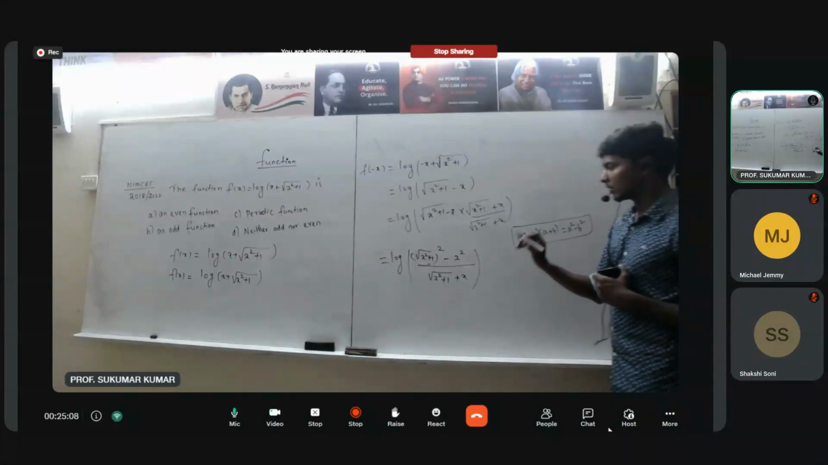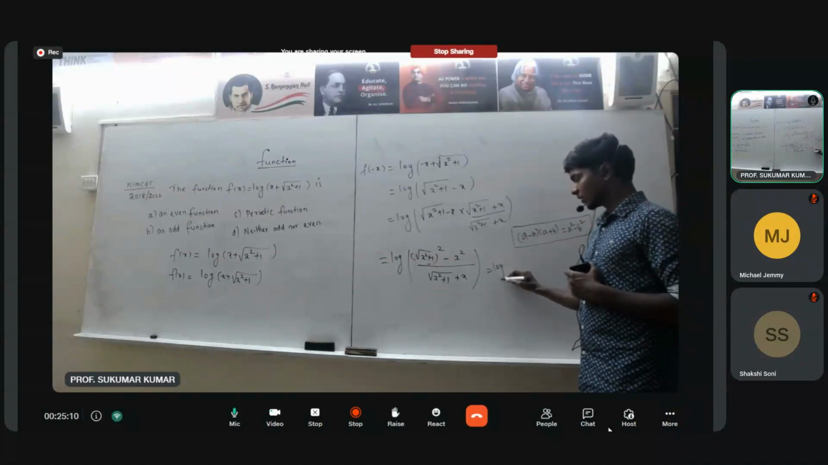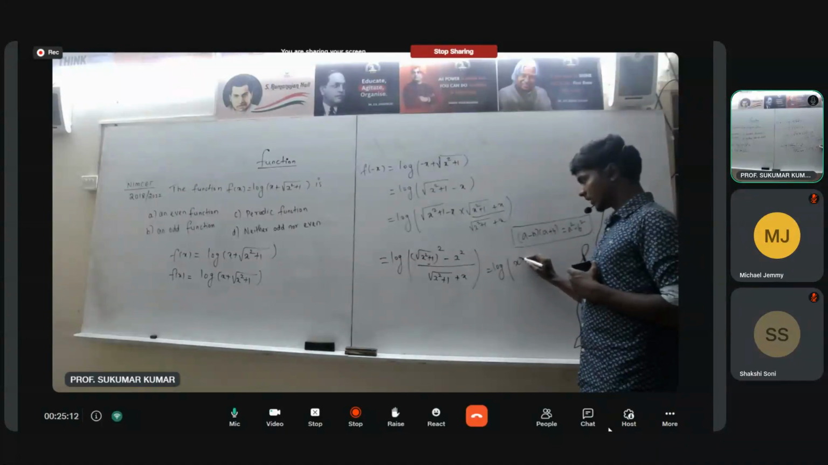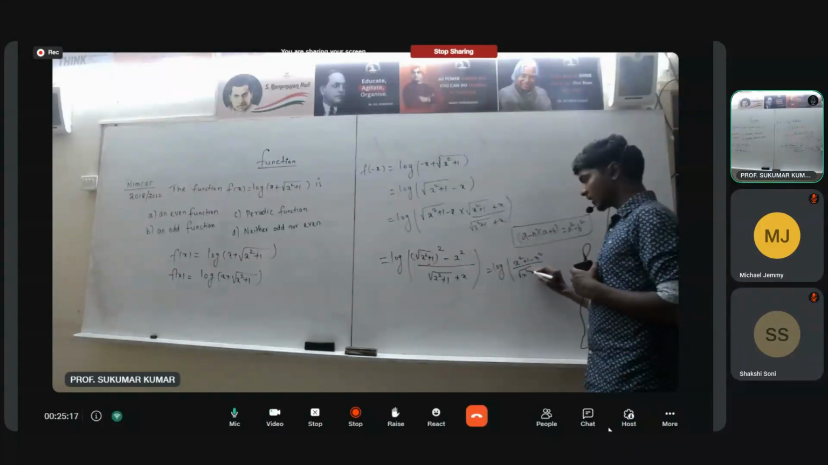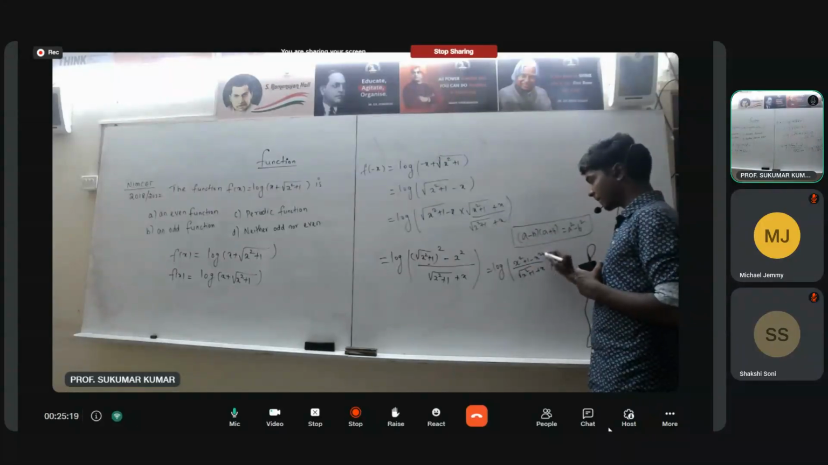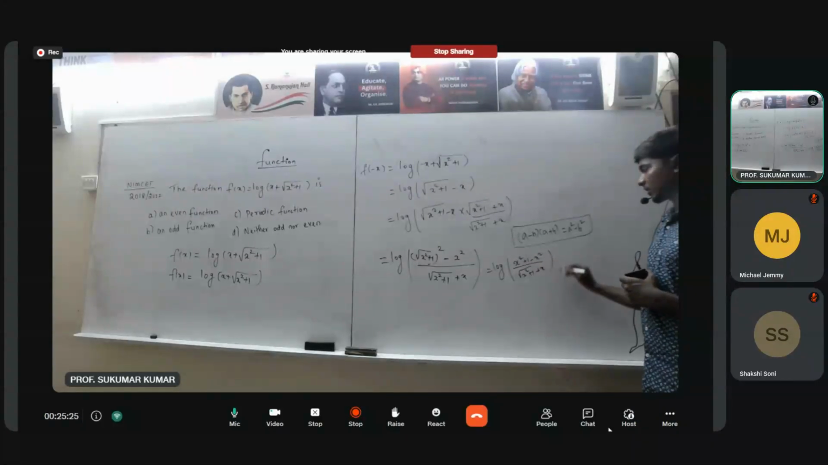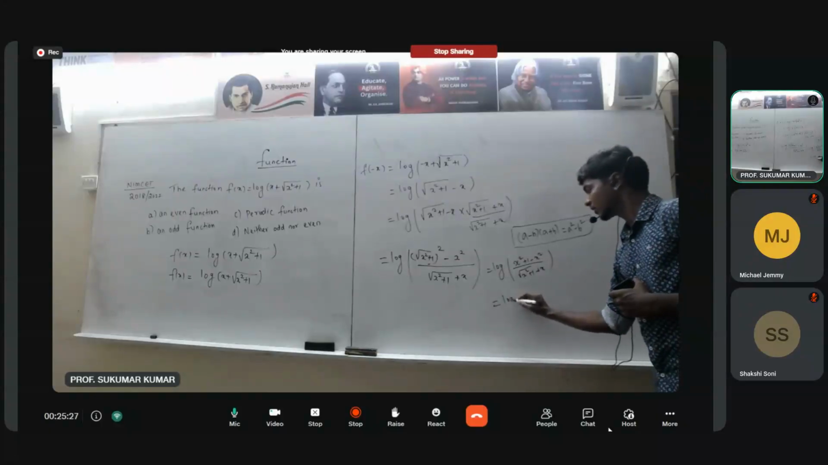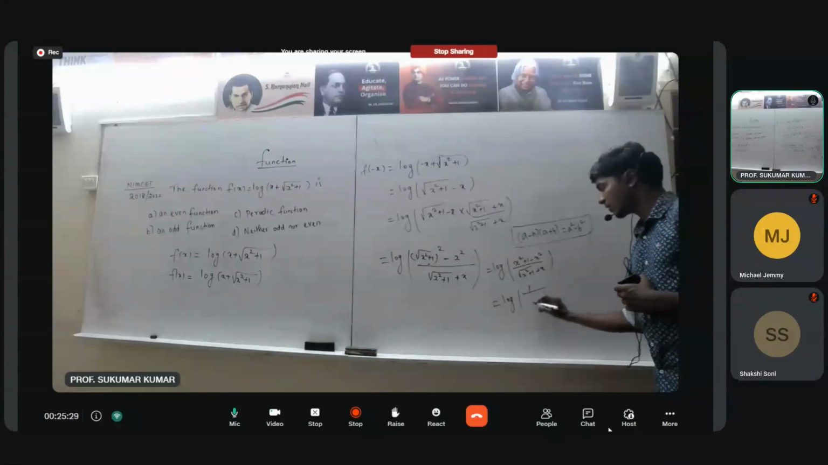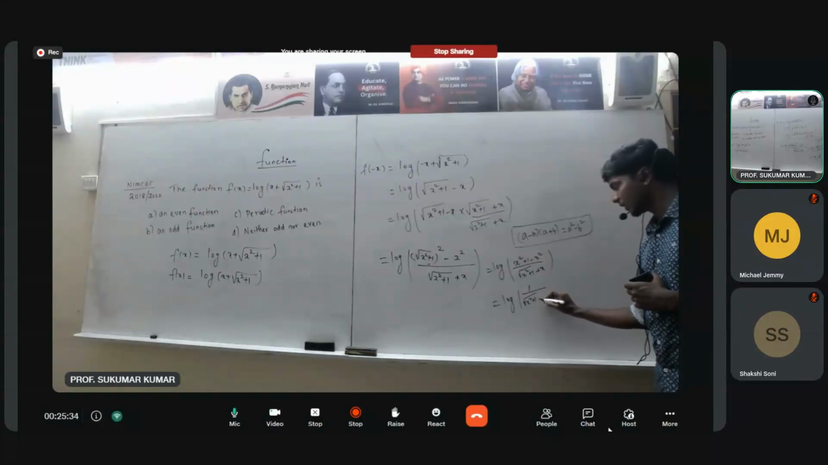Okay, so what we have now? Log of x square plus 1 minus x square, divided by root x square plus 1 plus x. Minus x square and x square cancel out. So log of 1 divided by root x square plus 1 plus x.